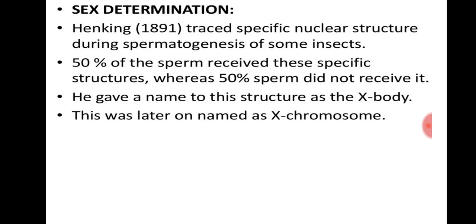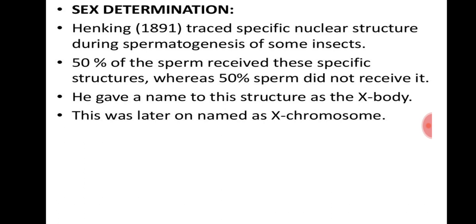Scientists further explained that X body was a chromosome and called it as X chromosome. The chromosomal theory of sex determination was worked out by E.B. Wilson and Stevens in the year 1902 to 1905. They named XY chromosomes as allosomes or sex chromosomes, and other chromosomes which have no relation with the sex and contain genes which determine the somatic characters are autosomes.